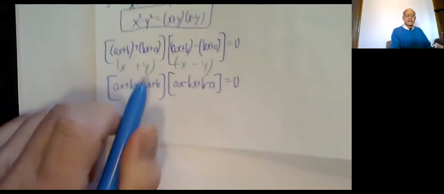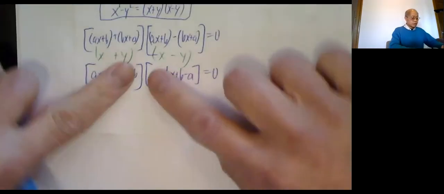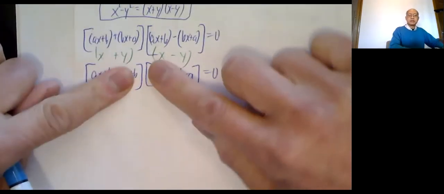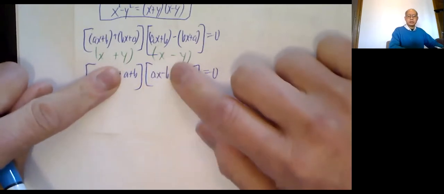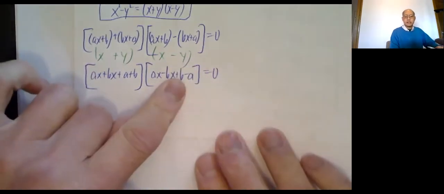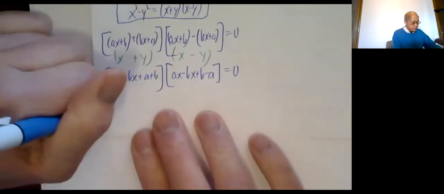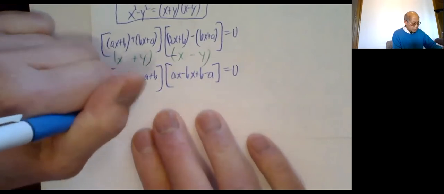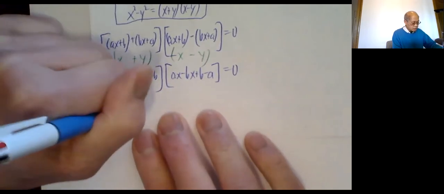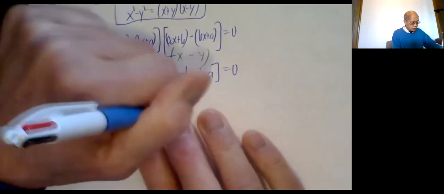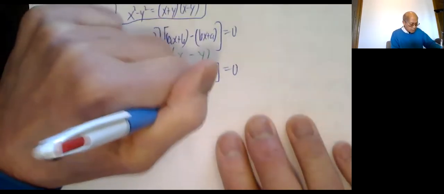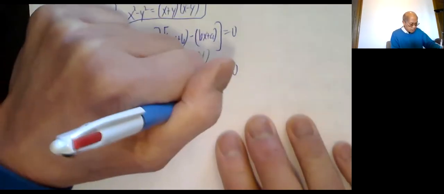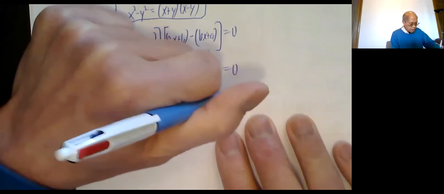By the zero factor property, if I have this thing times this thing equals 0, either this thing is 0 or this thing is 0. So I set this equal to 0, I set this equal to 0, and solve for x. So ax plus bx plus a plus b equals 0, or ax minus bx plus b minus a equals 0.